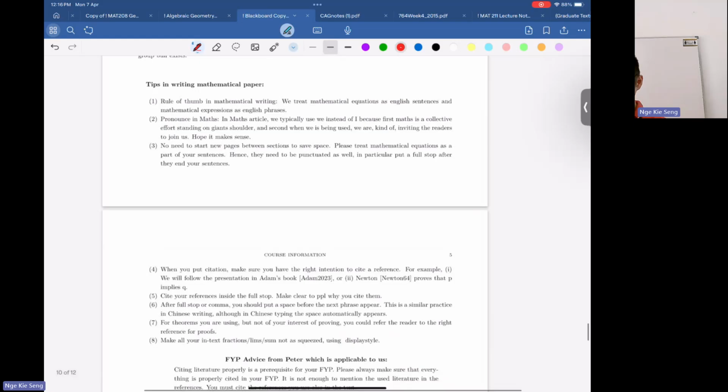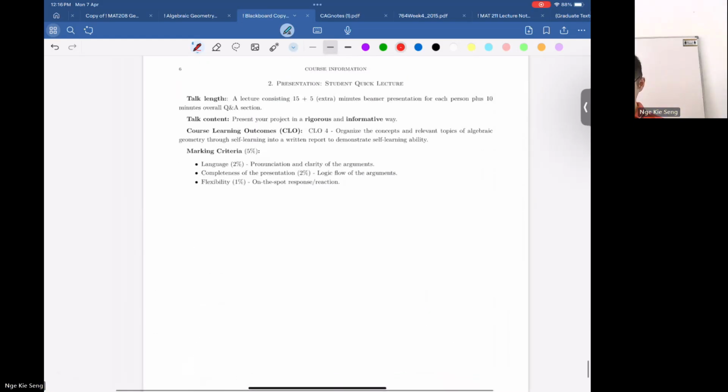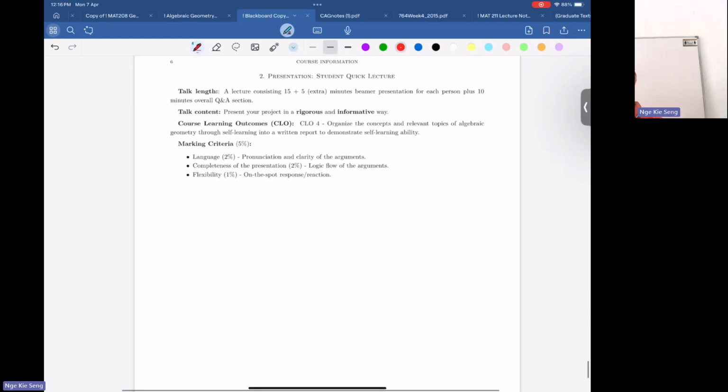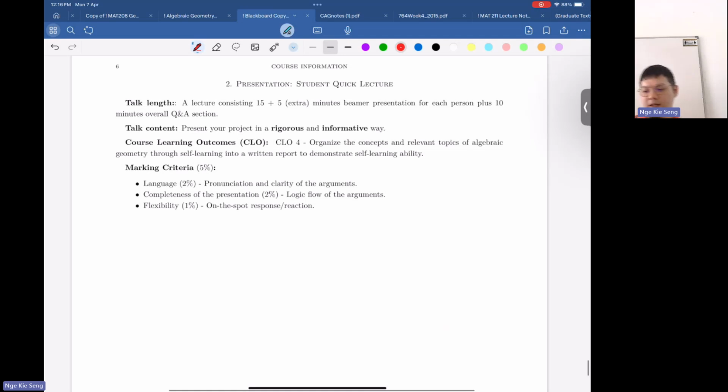Okay, so I put some tips here. Presentation will come later, but the current plan is for you to do a quick lecture here. So actually, the design of this course: at first, I wanted to do it like a reading course. Have you heard of a reading course before? I think this is not common in SMUM here, but it's very common in my uni.